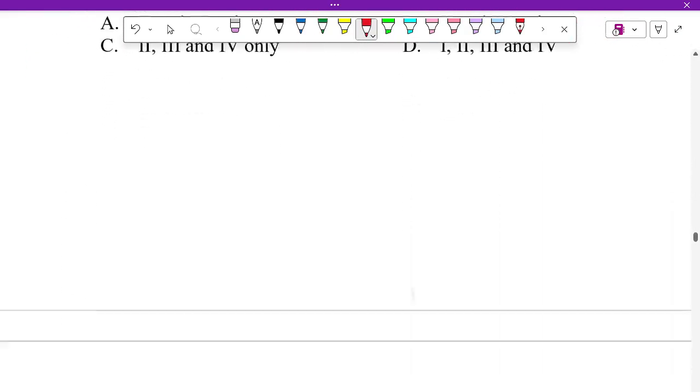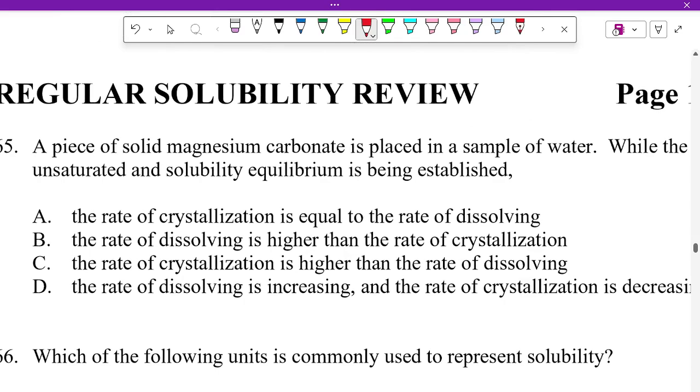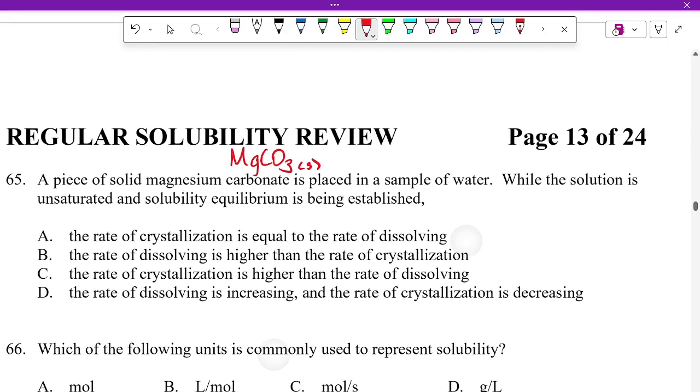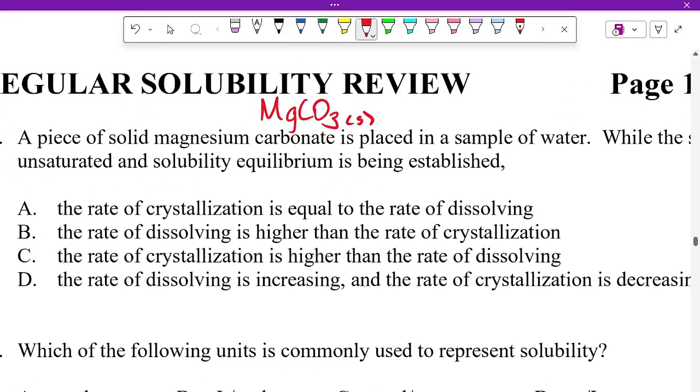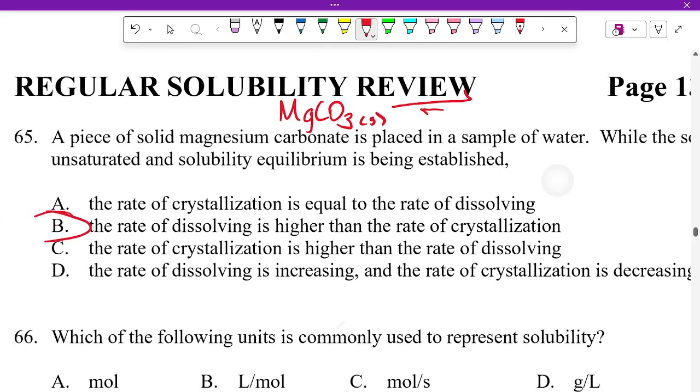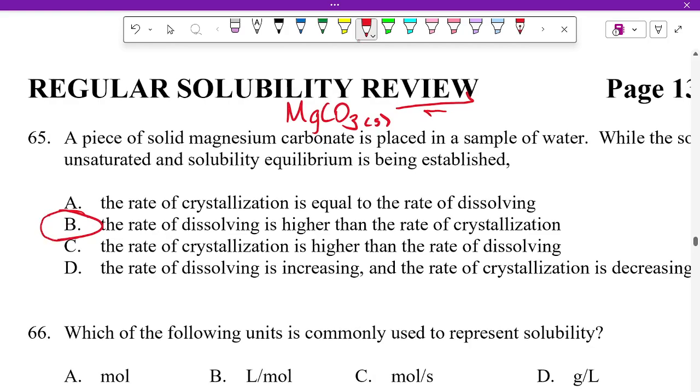Okay, 65. A solid piece of magnesium carbonate is placed in water while the solution is unsaturated and the solubility equilibrium is being established. You must be dissolving faster than you are recrystallizing. So the rate of dissolving is higher than the rate of crystallization, because that's the only way the concentration will continue to increase.